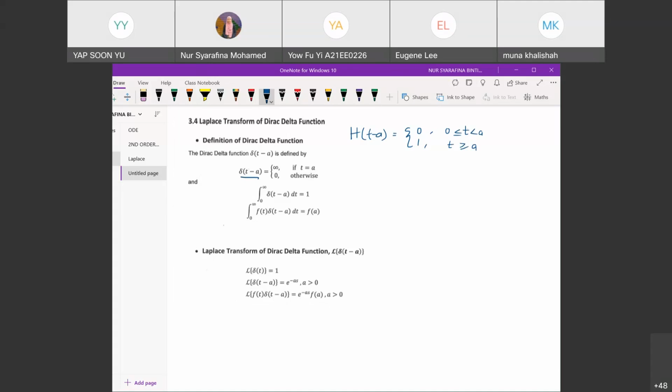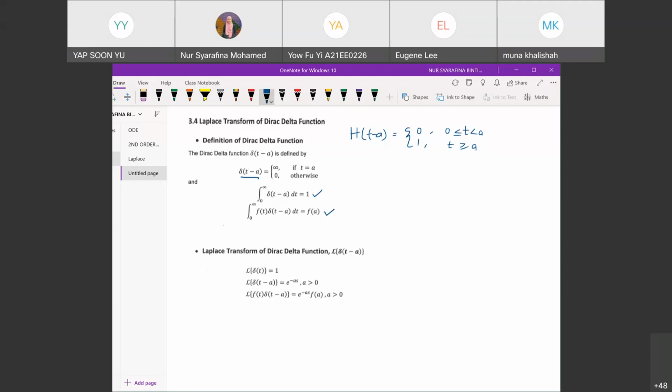By definition, integrating delta(t minus a) from 0 to infinity will give you 1. And integrating from 0 to infinity for f(t) times delta(t minus a) equals f(a). So by using this definition, the transformation is like this. Transforming delta(t) alone equals 1. Delta(t minus a) equals exponent minus as. And then delta(t minus a) times f(t) equals exponent minus as times f(a). Okay, let's prove this first.